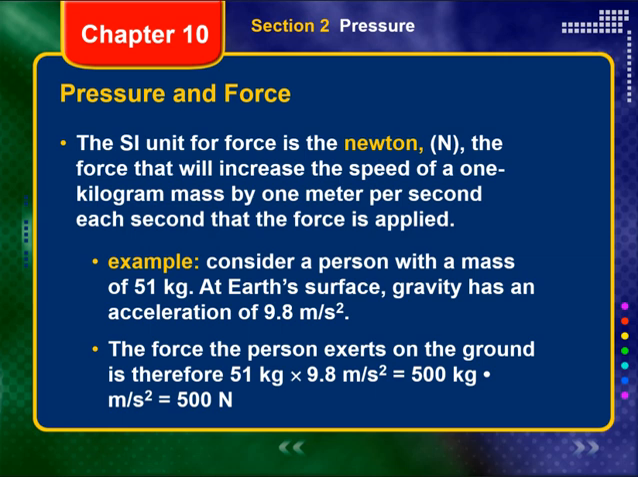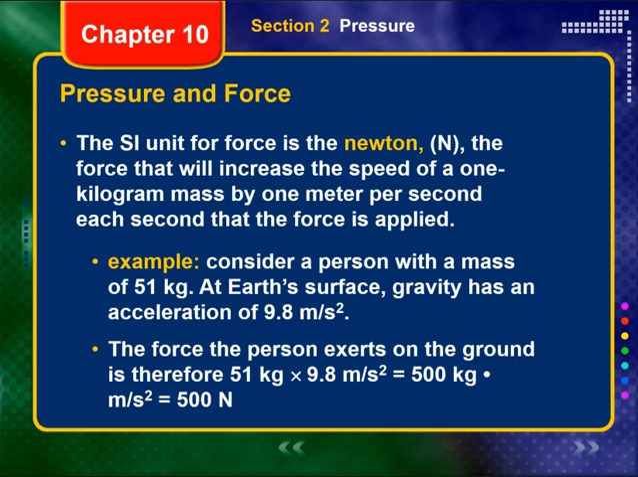At Earth's surface, gravity has an acceleration of 9.8 meters per second squared. That means for every second that the force of gravity is applied, that 1 kilogram will accelerate by 9.8 meters per second. The next second, it'll accelerate by another 9.8 meters per second. The next second, it will increase by yet another 9.8 meters per second.